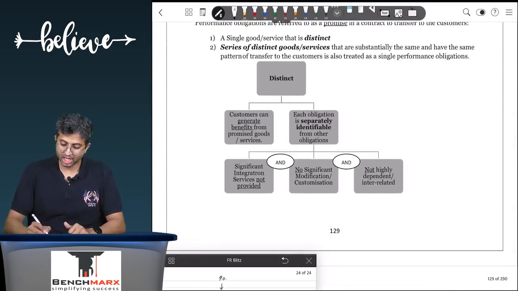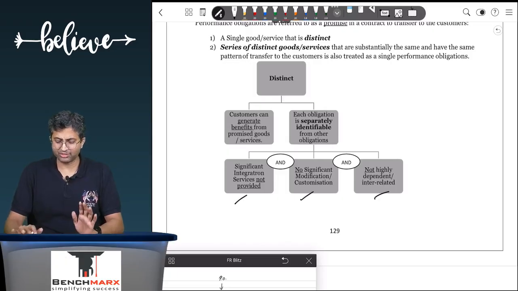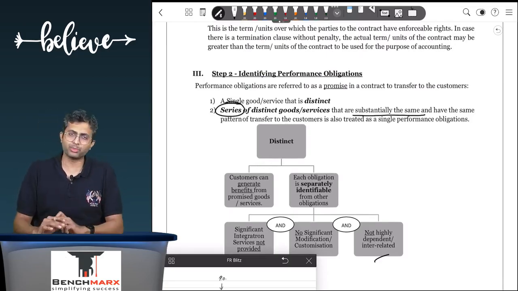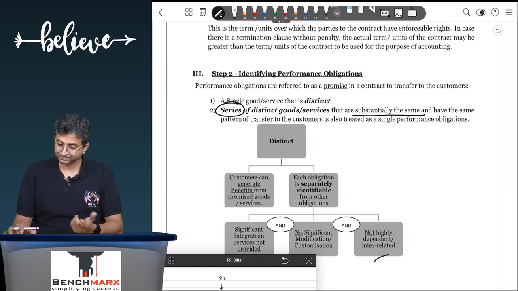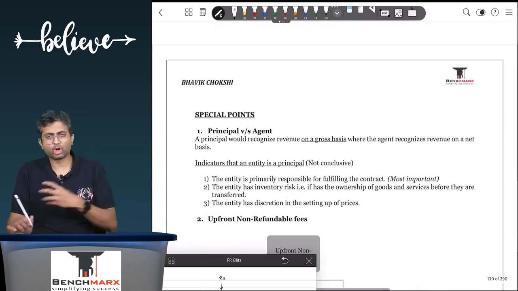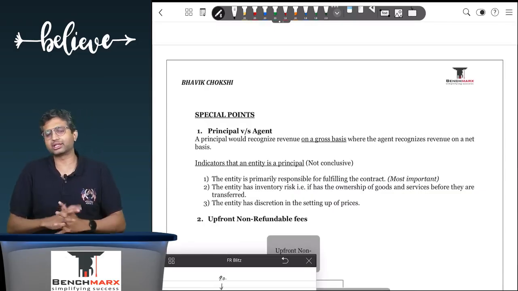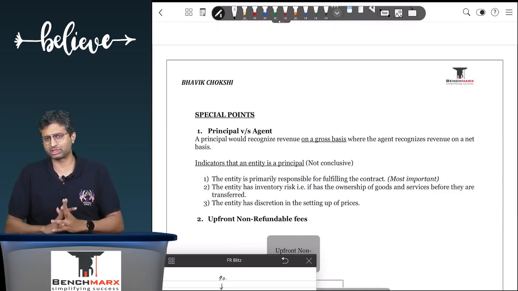So over here, significant integrations, these 3 points are mentioned, and we have said that for a series of performance obligations that are substantially the same, it is treated as a single promise for the purpose of convenience. It is treated as a single performance obligation. Okay, there are a lot of cases linked to this. From an exam standpoint, you don't directly get cases only on this, you have some numericals involved as well, but you need to understand what they mean.